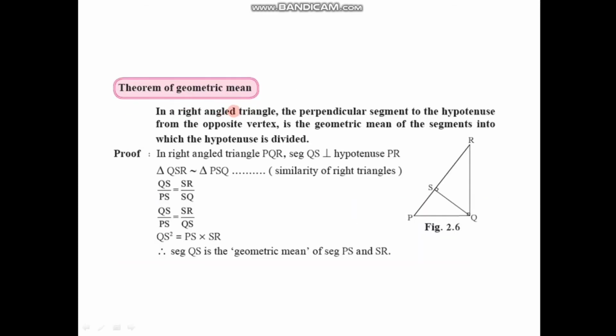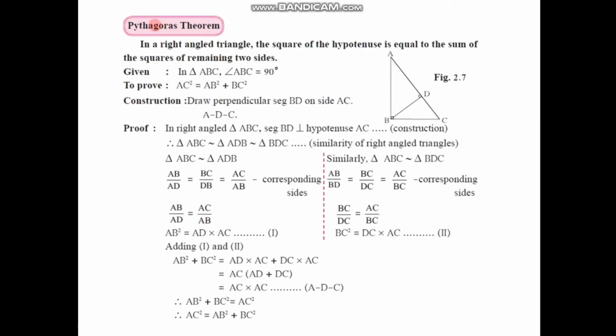This is the property we need to prove the theorem of geometric mean, because in this theorem also we need the property of similarity of right angled triangles. In the same way, there is the Pythagoras theorem. To prove this also we need the similarity of right angled triangles. To understand this, we have to take the three triangles in a specific correspondence, then only we can prove these two theorems. So let's understand what correspondence we have to take for these triangles.